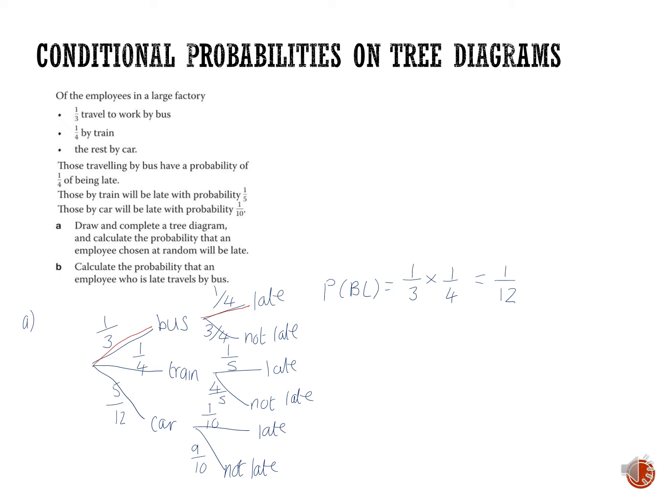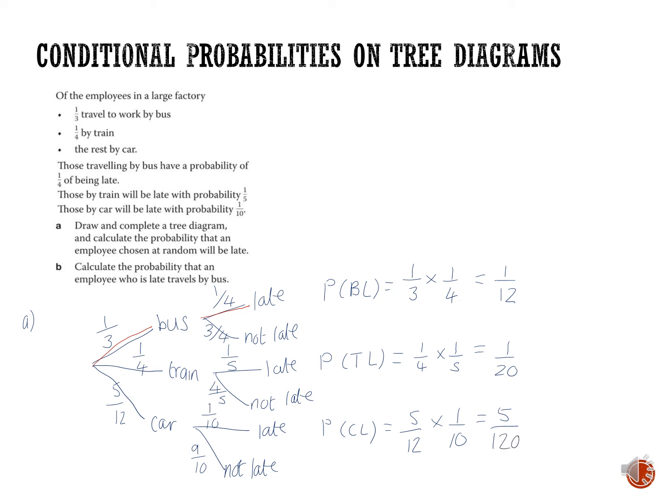I could write that one down, but I'm not interested in it, so I'm just going to write the probability of train and late, 1/4 times 1/5, 1/20. What's the other late one? Here it is, probability of car and late, 5/12 times 1/10, 5/120.